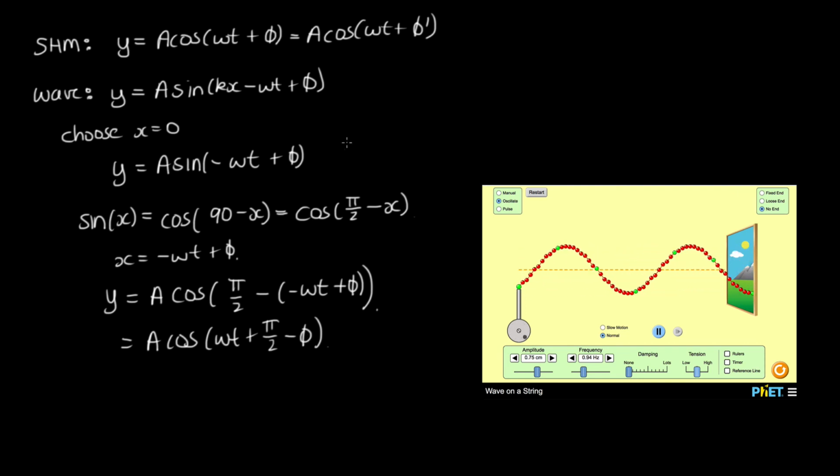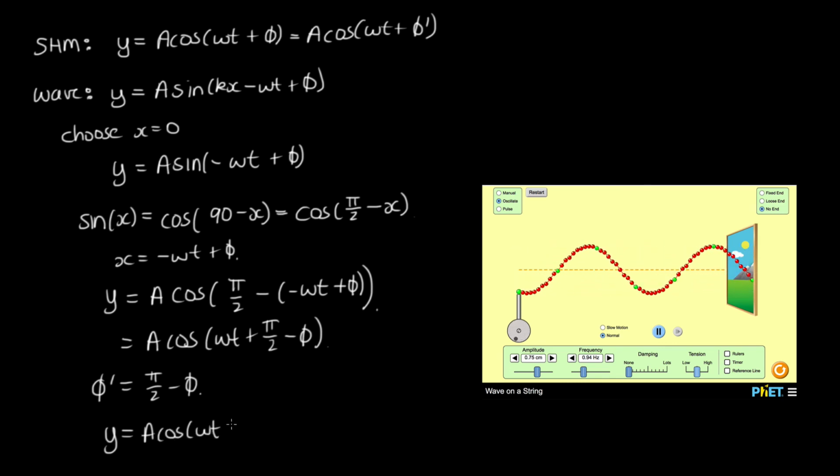Now, phi and phi dash can really be anything. They're just there to match our starting conditions. So we can let phi dash equal pi on 2 minus phi. And then we've got that for our wave, y is equal to A cos(omega t plus phi dash) to describe how the height at a fixed x changes. So the height at a fixed x changes in a way that's consistent with simple harmonic motion. So it's undergoing simple harmonic motion with the same amplitude A as the wave.